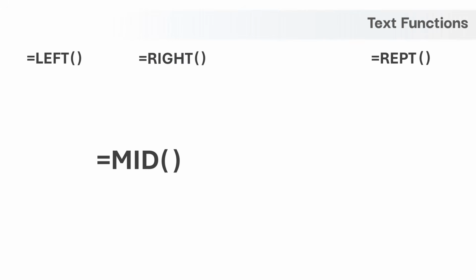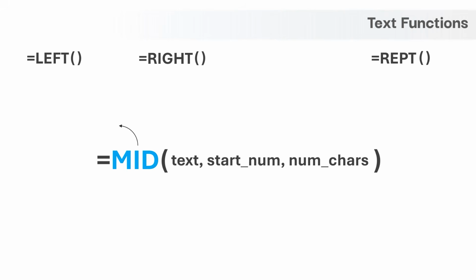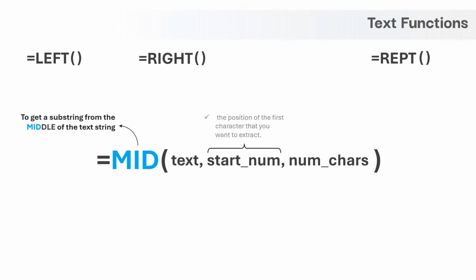The next function is MID, and it is the short form of middle. As the name itself says, this function is used to extract a subtext from the middle of the text, basically from any position. Obviously, it has one additional argument compared to LEFT and RIGHT, that is start number. This argument defines the starting position of the first character of the subtext. The remaining two arguments, text and number of characters, remain the same as in the LEFT and RIGHT functions.